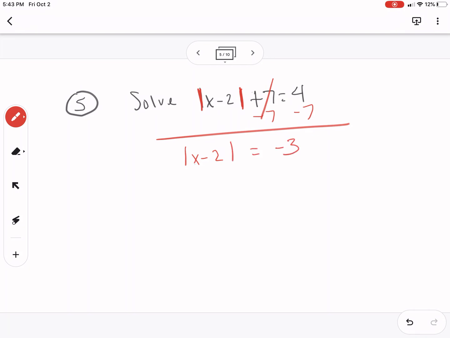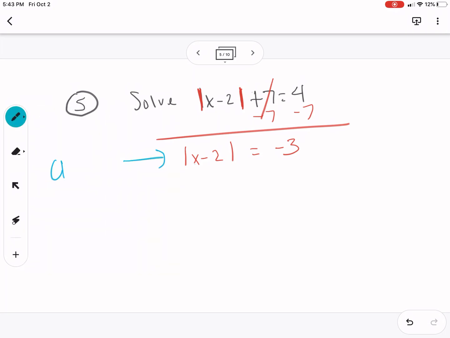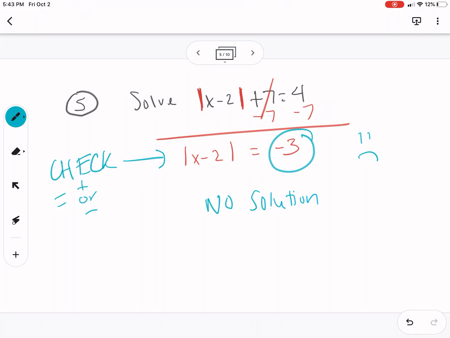Remember, once your absolute value is by itself, you need to check. So on this step, I need to check if it equals a positive or a negative. Here it equals a negative. Remember, absolute value can't be negative. So if it equals a negative, you stop. Your answer is going to have no solution. And you can use an empty set to show that your answer is no solution.